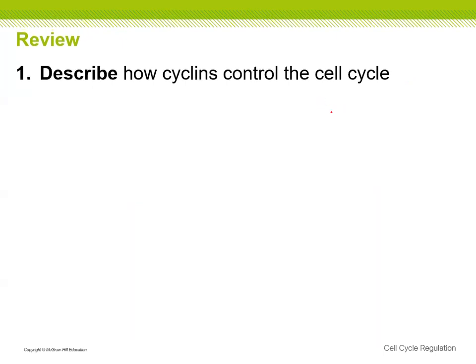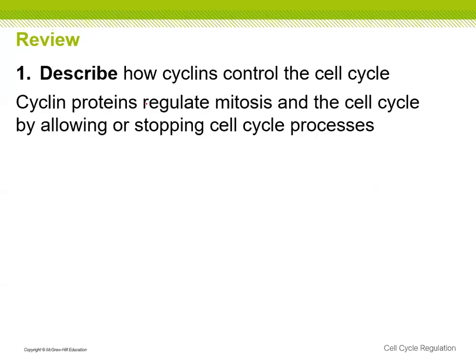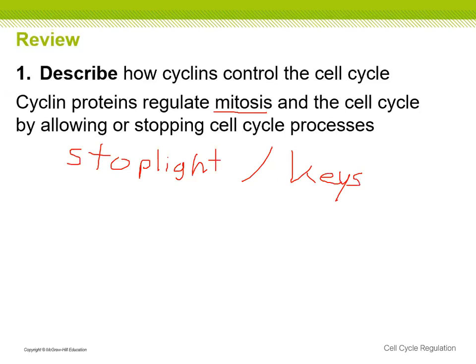So starting with the first one here, the cyclins. How do these control the cell cycle? Those regulate all parts of the cell cycle. So mitosis, and the 3 parts of the cell cycle. And basically, it starts where it stops. This is the fancy way of saying that it is a stoplight. It is the keys for a car. That's how most people tend to remember this. It's just the keys. It tells it when to go and when to not go.